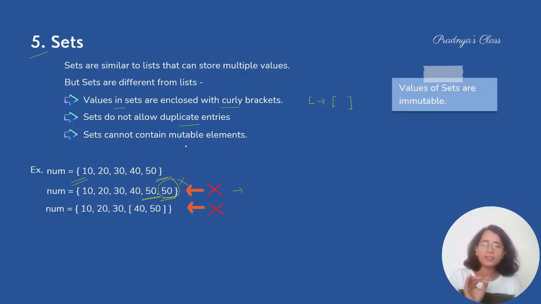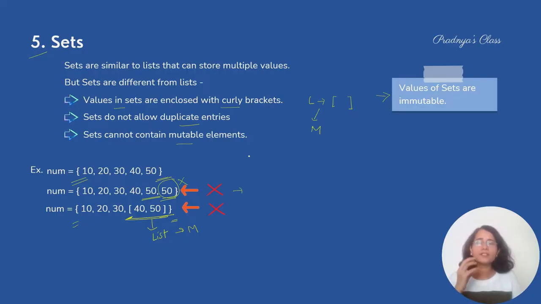The third difference is sets cannot contain mutable elements. Mutable elements means we can change the value in place. So you know the list is mutable, so we cannot include list inside the set. I have enclosed this 40 and 50 in square bracket, means this is actually a list which I am trying to enclose in sets. So it is not allowed because list is mutable. And the sets are immutable, so we cannot change the value of the sets.